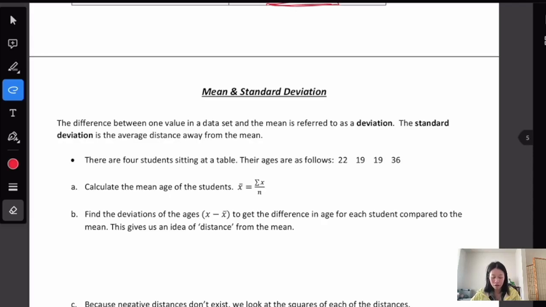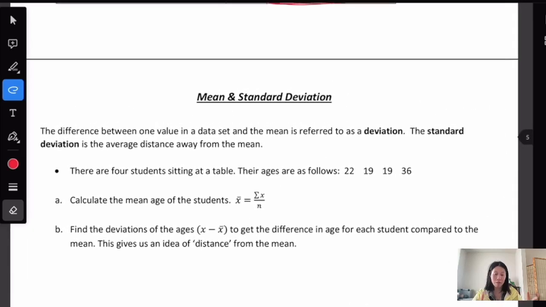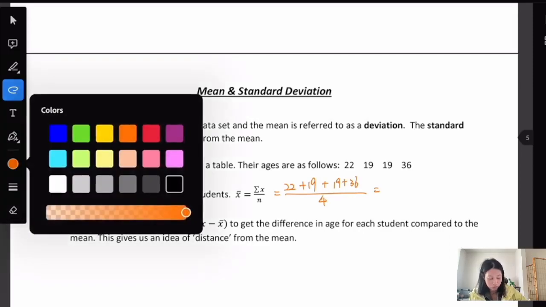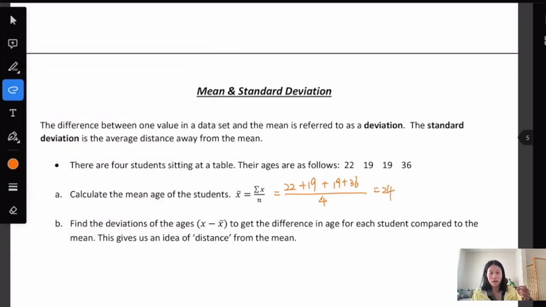The mean is going to be the sum of all of the ages divided by the sample size, or the number of students. So we have a formula like this one: 22 plus 19 plus 19 plus 36. We have 4 students in total, so we divide by 4. Now we have 24. That means the average age of the students is 24.